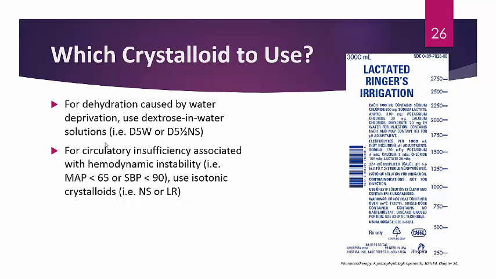not using D5 for circulatory insufficiency for the reasons we just stated. But D5 can be used for mild cases of dehydration caused by water deprivation. So you can use D5 or D5 half NS for those.